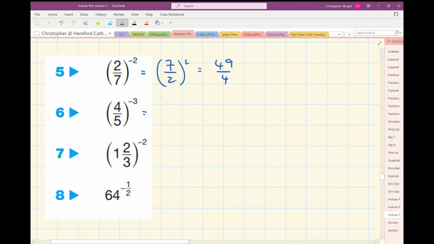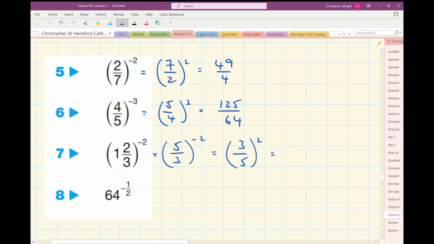4/5 to the power of minus 3 is 5 quarters cubed. So 5 cubed, 125, over 4 cubed, 64. 1 2/3 to the power of minus 2. Well, before we flip the fraction, let's turn it into top heavy. So it's 5/3 to the power of minus 2. Now I can find the reciprocal of that, 3/5 squared, 9 over 25.